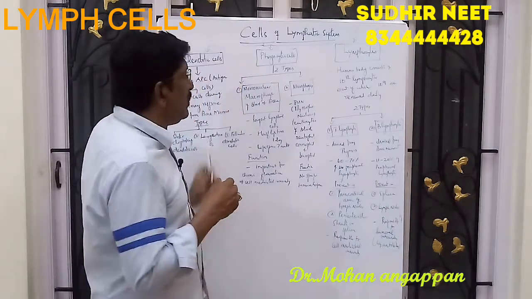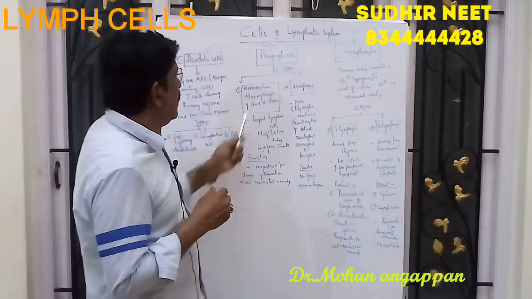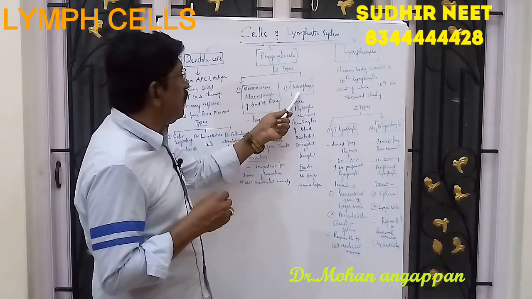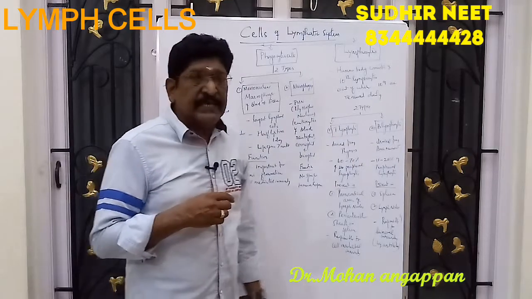So these are all about the cells of the lymphatic system. Number one, dendritic cells. Number two, phagocytic cells: mononuclear macrophage and microphage. And number three, lymphocytes: T lymphocytes and B lymphocytes.